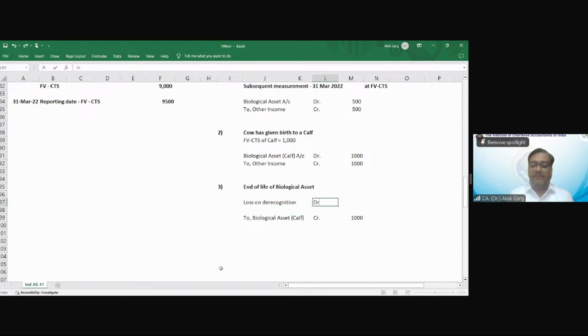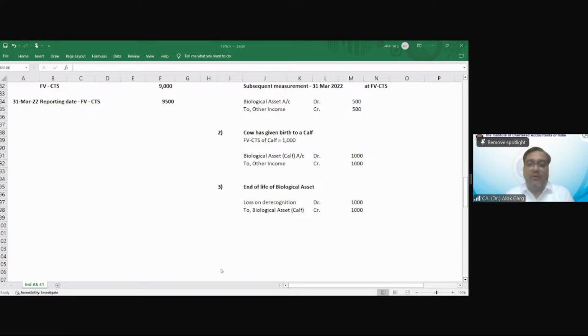Debit. If the company has sold the residual of this calf, the body of this calf, to some slaughterhouse or someone else and has got some proceeds, then bank or cash account debit, whatever they have got, and biological asset credit; the difference will go to loss on derecognition. Correct? Is that clear, friends? Yes, sir. So this is the accounting entry.